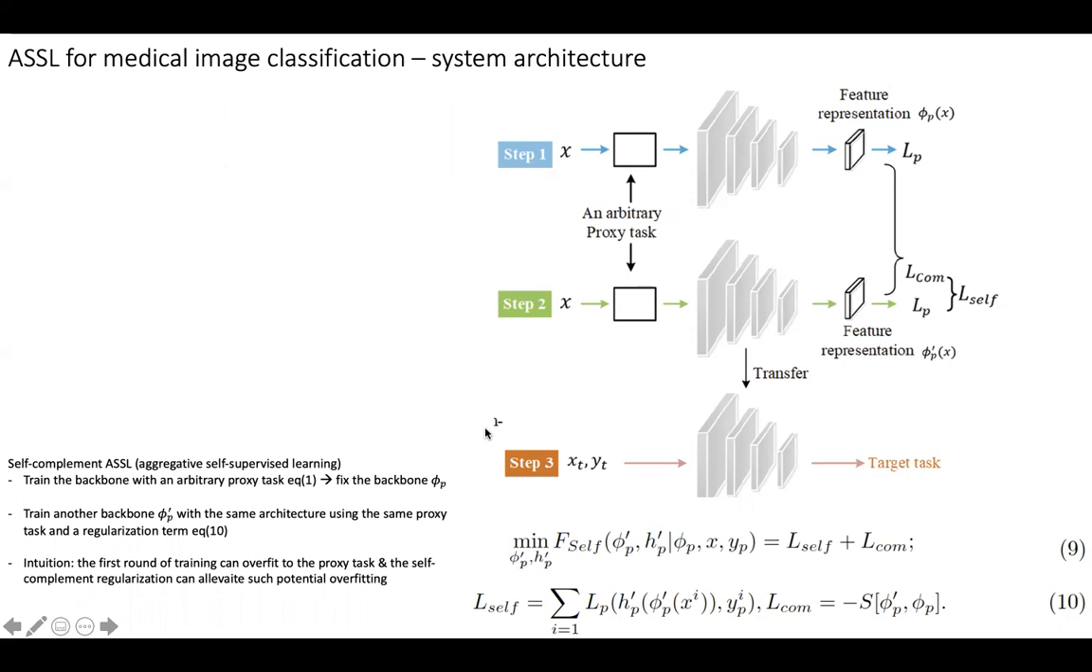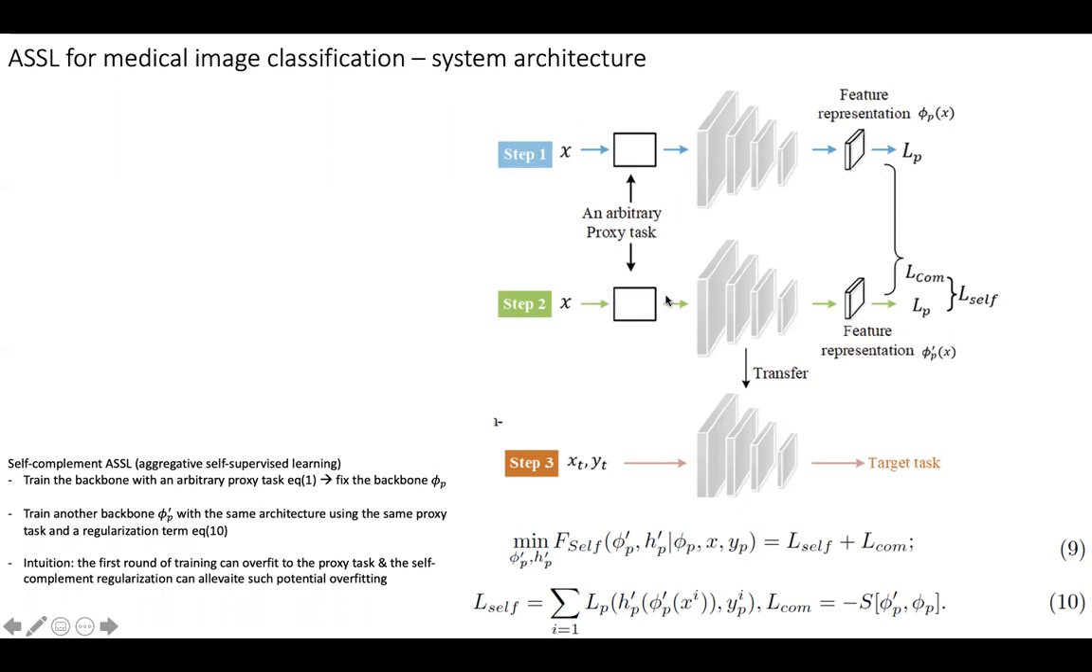In the first step, we use an arbitrary proxy task and a backbone, a feature extraction backbone here and a proxy task head here. We first train this feature extraction backbone and this proxy task head. So once this training is ready, we just keep this feature backbone and keep it fixed.